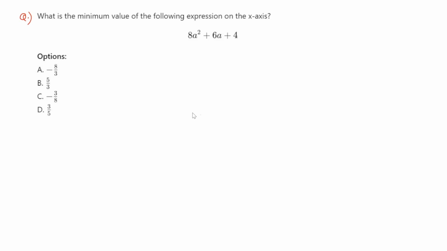Let's look at this question. What is the minimum value of the following expression on the x-axis? We have the equation as 8a square plus 6a plus 4, and we have the different options that is given to us. See, before solving this question, you should know one thing, that a quadratic equation of this form, that is ax square plus bx plus c, becomes or reaches minimum or maximum.